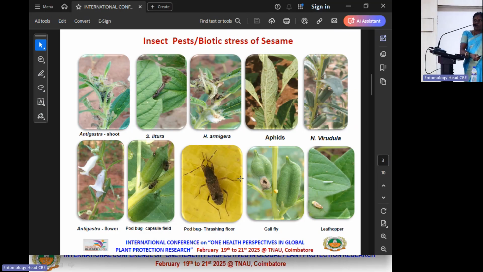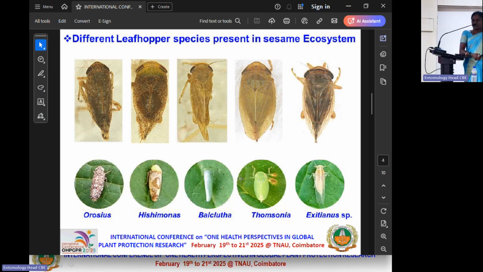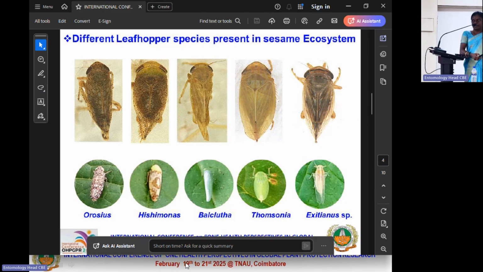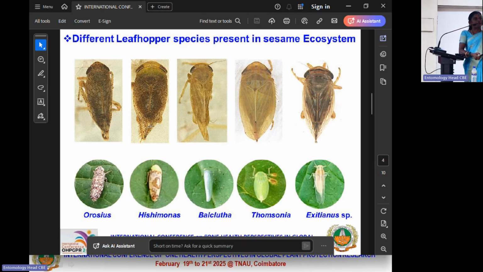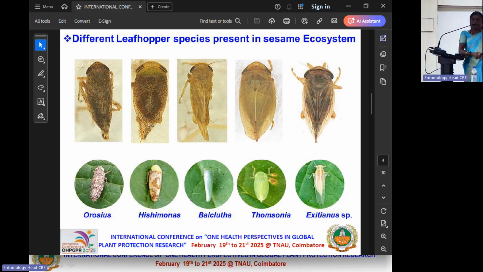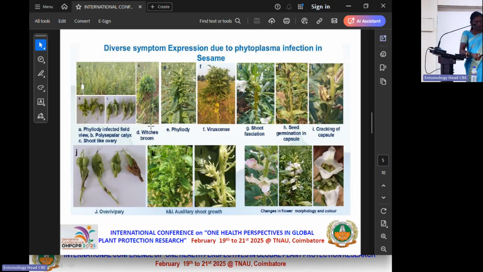So how to manage all these pests? We have to go for a bio-intensive model. I have told you that the leafhopper species are vectoring the phytoplasma disease. So far 2 leafhopper species are proven for their transmission ability. We have studied 3 more species. Here I have depicted the 3 more species. In addition to the two known ones, Bulclutha, Thomsonia, and Extinias are the 3 more species. But the transmission ability of these 3 leafhoppers under Tamil Nadu condition is yet to be explored.